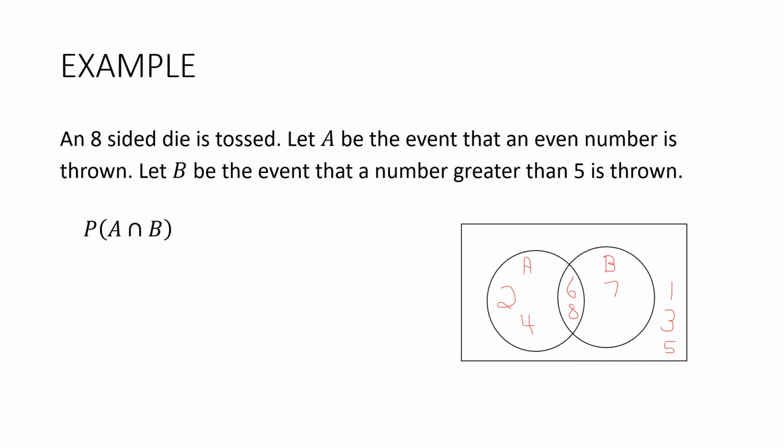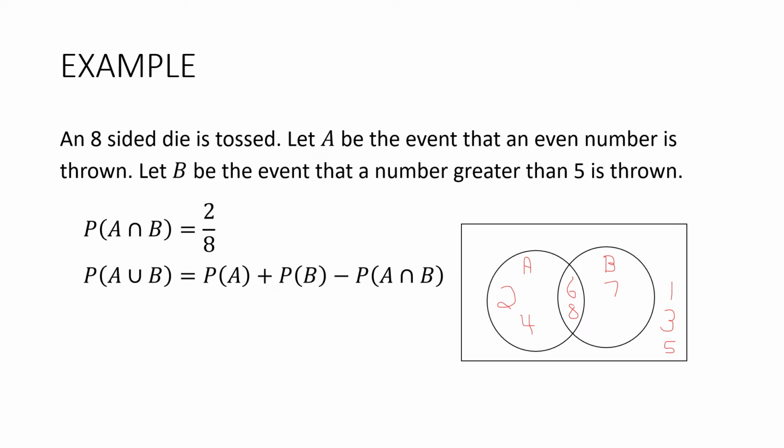The probability of A intersection B is 2 out of 8. The probability of A union B is going to be the probability of A, which is 4 out of 8, plus the probability of B, which is 3 out of 8, take away the probability of A intersection B. That's going to give us 5 out of 8. And you can see if we just count them up, 1, 2, 3, 4, 5, that this is correct.